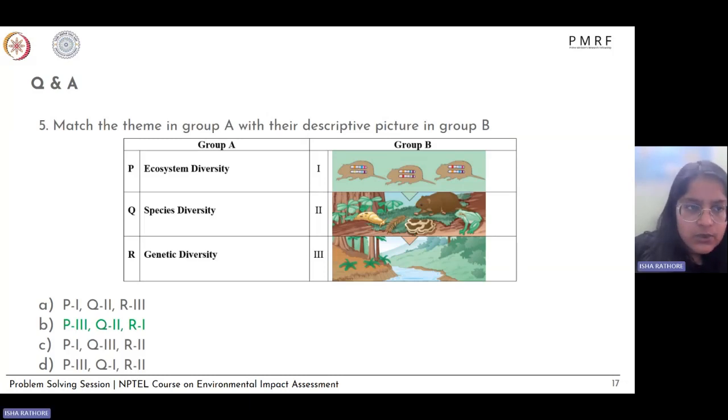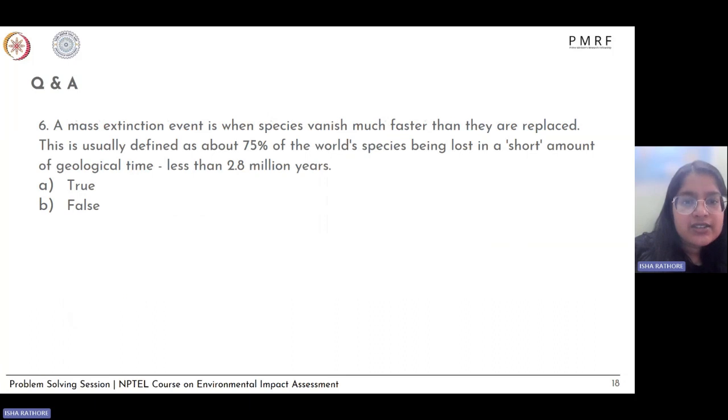Moving on to the next question. A mass extinction event is when species vanish much faster than they are replaced. This is usually defined as about 75% of the world's species being lost in a short amount of geological time, that is less than 2.8 million years. Is this statement true or false? So the correct answer is that the statement is true.